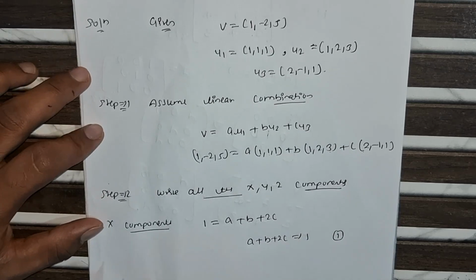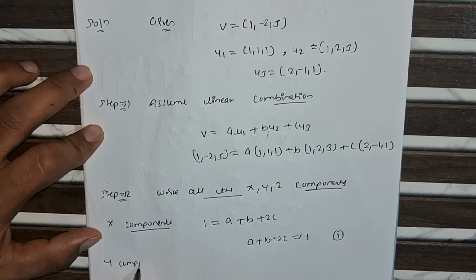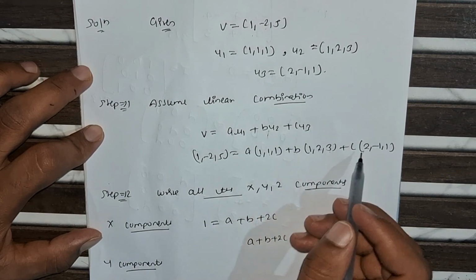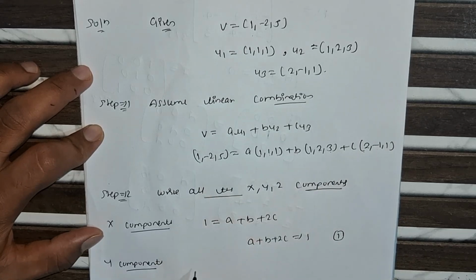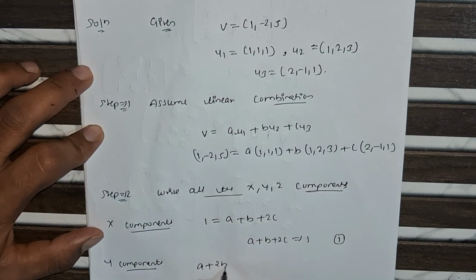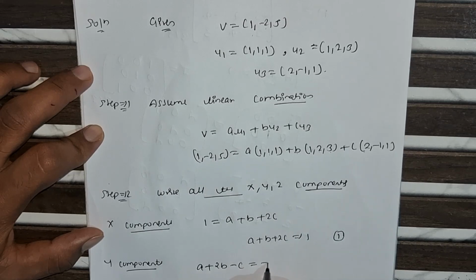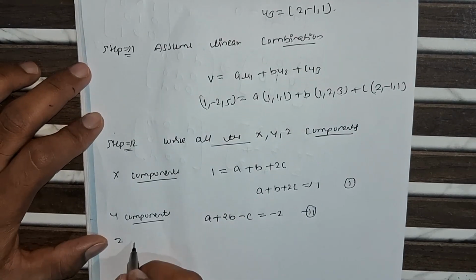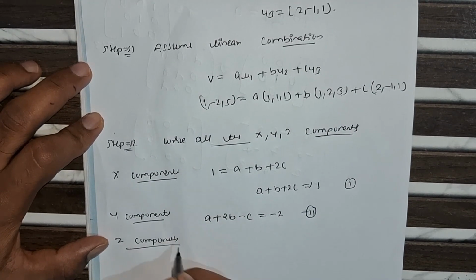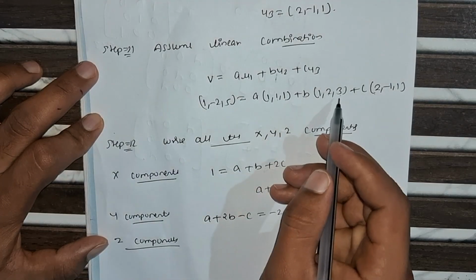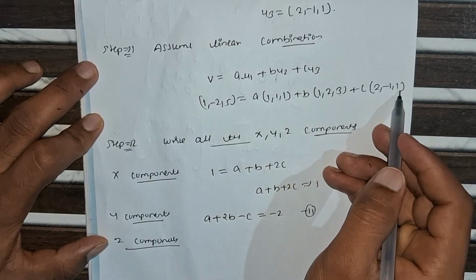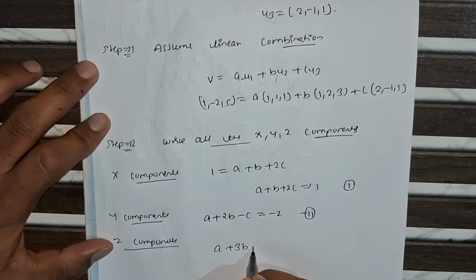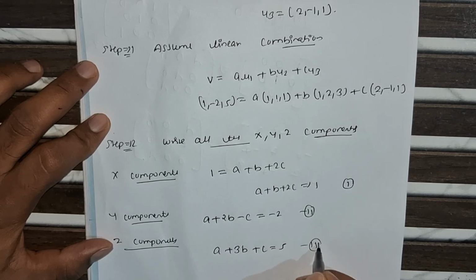Like that, our y component is a plus 2b minus c, which equals -2. So a plus 2b minus c equals -2. This is our second equation. Now our z component is a plus 3b plus c, which equals 5. So a plus 3b plus c equals 5. This is our third equation.